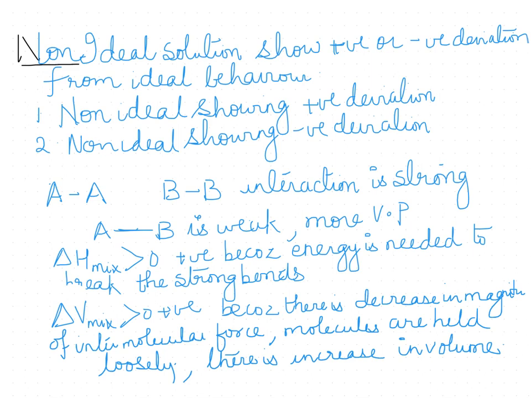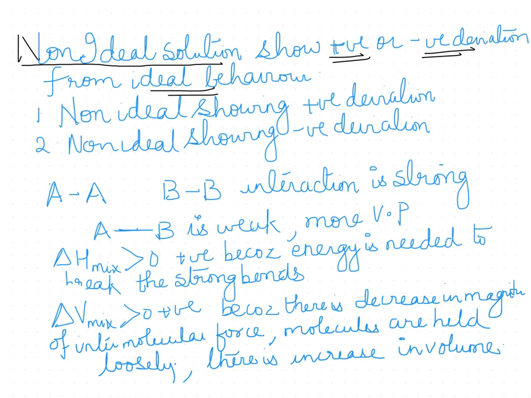Now, non-ideal solutions show either positive or negative deviation from ideal behavior. Are you able to understand? Non-ideal solutions show either positive or negative deviation from Raoult's law. Is it clear? So now, we have to study it under two headings. The first one is non-ideal solutions showing positive deviation, and the second one is non-ideal solutions showing negative deviation.